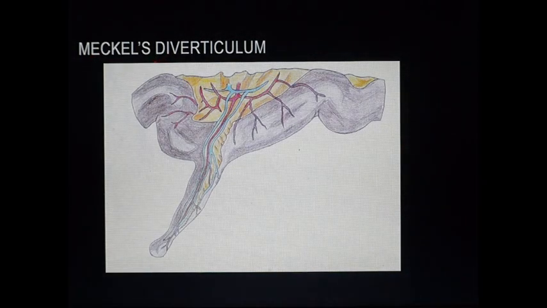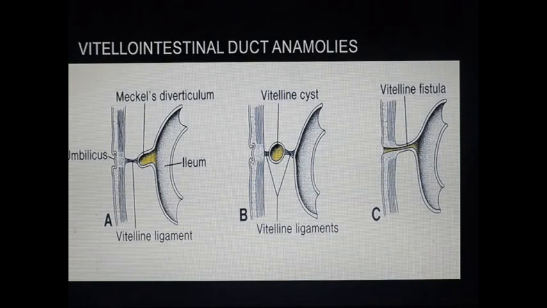Meckel's diverticulum. We know the vitellointestinal duct communicates with the yolk sac and the midgut. Usually the vitellointestinal duct regresses during the 6th week of intrauterine life, that is when the cecal bud appears. So during the 6th week of intrauterine life, the vitellointestinal duct will regress and disappear completely. If this vitelline duct is persistent in its proximal part, it is called Meckel's diverticulum. These are the other anomalies related to the vitellointestinal duct.